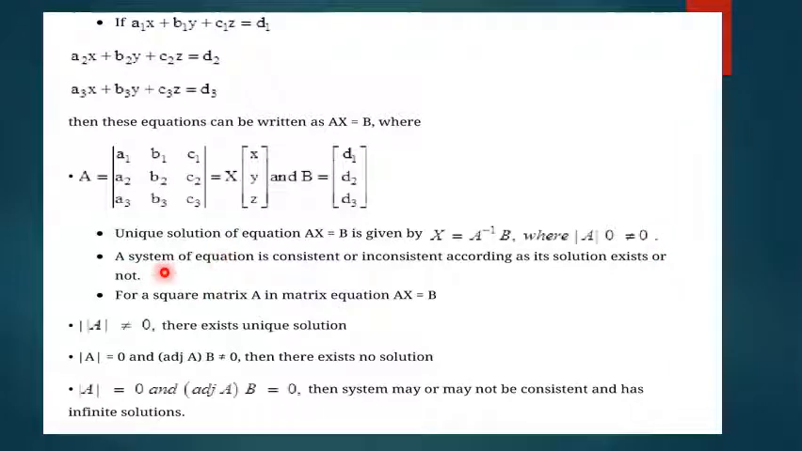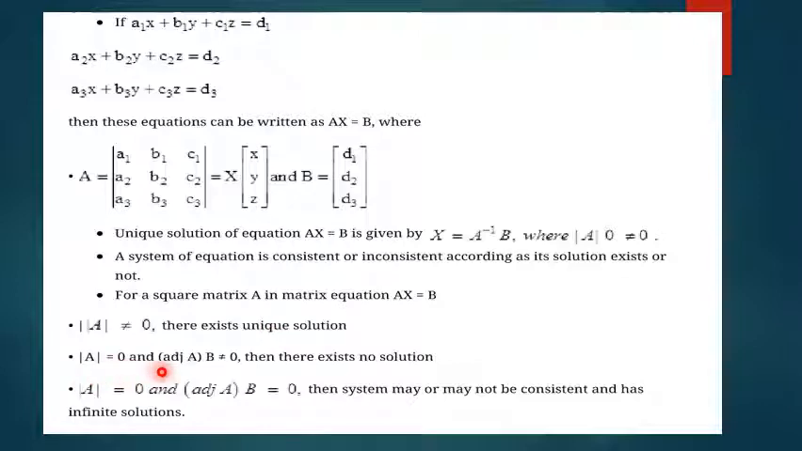This system of equations is consistent or inconsistent accordingly as a solution exists or does not exist. It is consistent if a solution exists, and it is inconsistent if the solution does not exist. For a square matrix A, in the matrix equation AX equal to B, if mod of A is not equal to 0, then there exists a unique solution, meaning one solution.